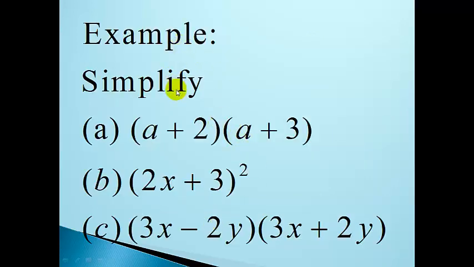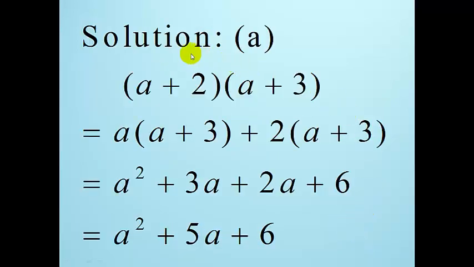Now example, simplify. A: a plus 2 times a plus 3. B: 2x plus 3 all squared. C: 3x minus 2y and 3x plus 2y. Let's look at the solution.